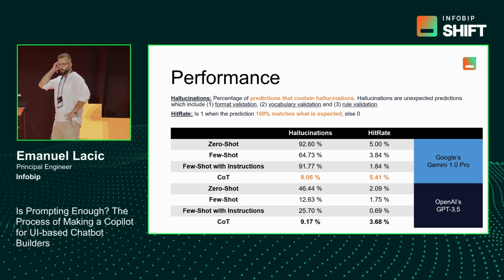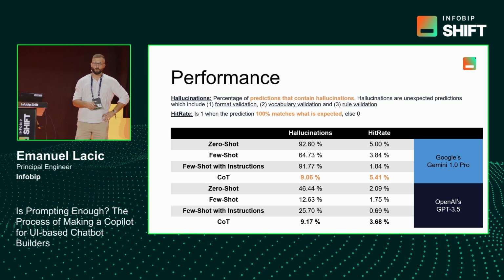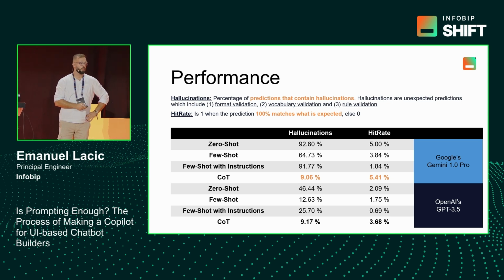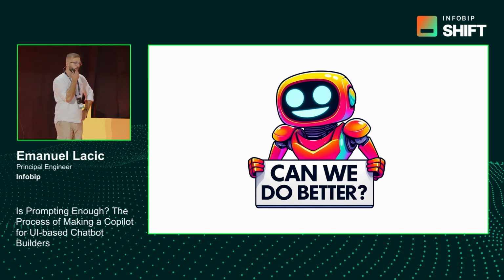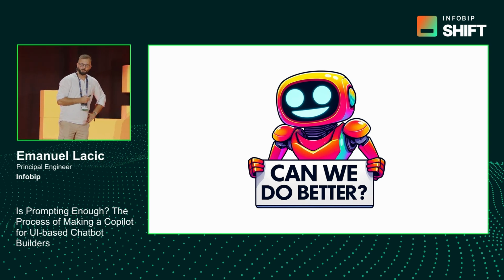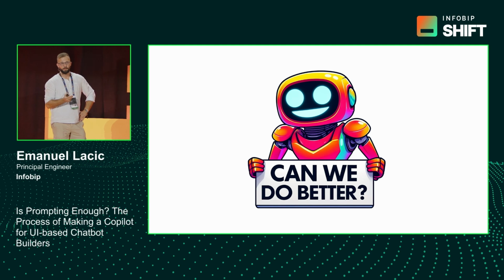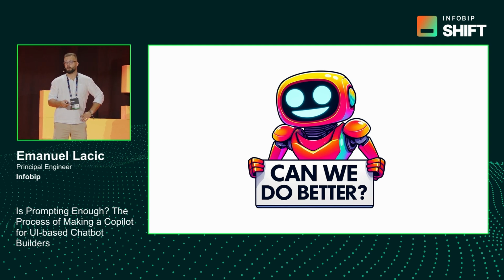So now we did this. We know our performance with respect to hallucinations and accuracy, and we can go to production. And we asked ourselves the question, is this enough? Can we do better? The answer here may be that we don't need to be better. This is enough. Let's go to production and already give this to our users.